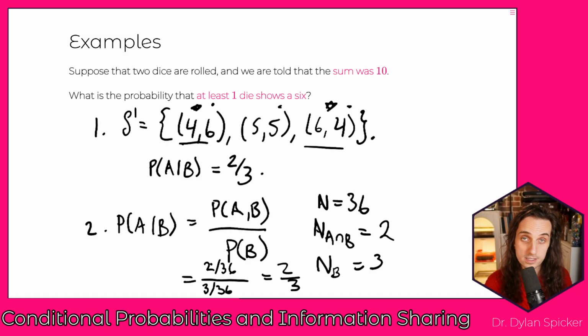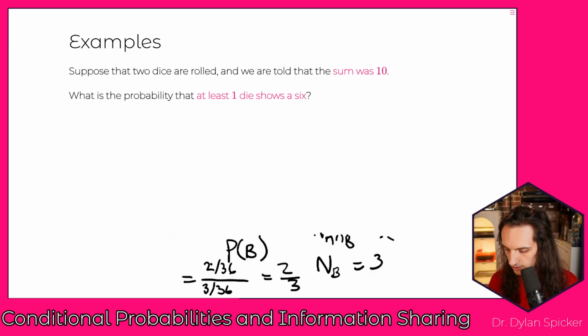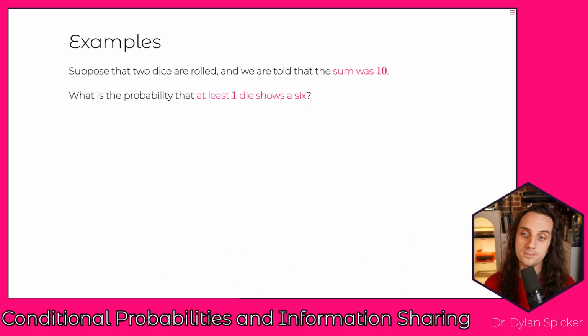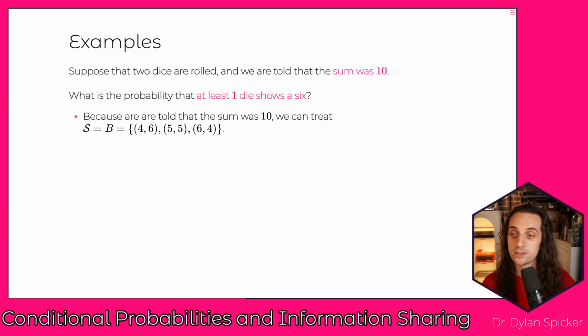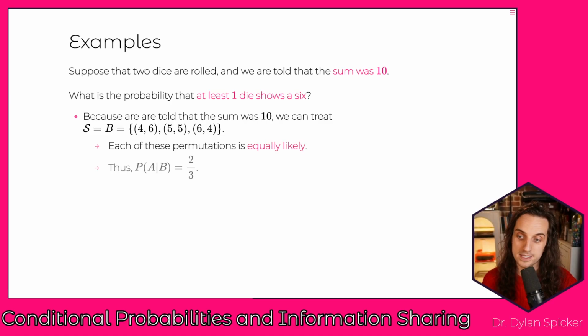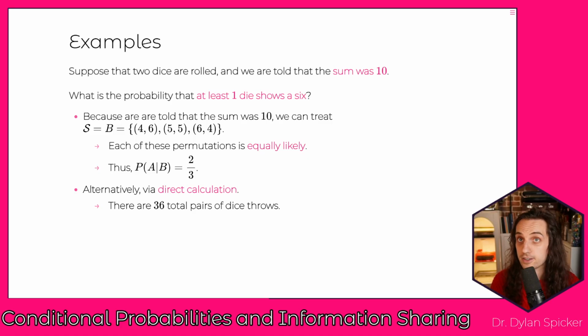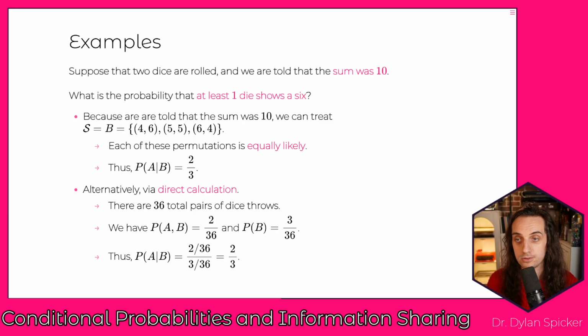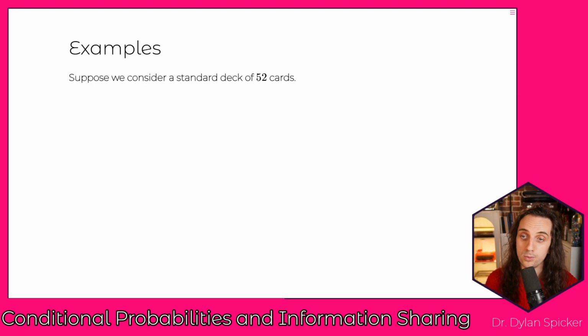Right? So again, we can either do this via direct calculation or by making a reduction in the sample space argument. So we can see this argument play out, right? Because we are told that the sum is 10, we can treat the sample space as though it were just the event B, right? It's a 4 and a 6, a 5 and a 5, or a 6 and a 4. Each of them is equally likely, so we get the conditional probability 2 out of 3. Alternatively, there are 36 total pairs of dice. The probability of A and B is 2 out of 36. The probability of B alone is 3 out of 36, and so their ratio gives us 2 out of 3. So direct calculation or sample space reduction, both will work here.